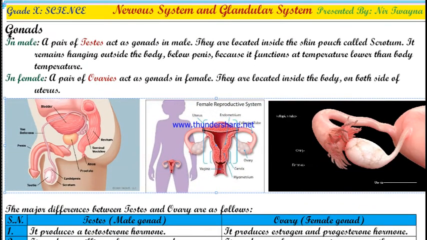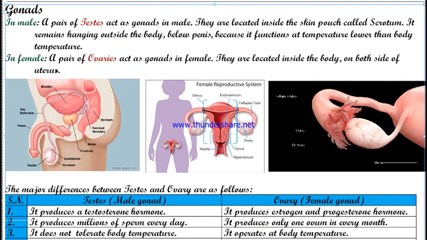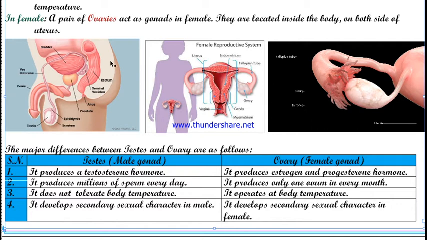Look, gonads. In male, a pair of testes act as gonads. They are located inside the skin pouch called scrotum. It remains hanging outside the body below the penis because it functions at a temperature lower than body temperature. And in female, a pair of ovaries act as gonads. In female, they are located inside the body on both sides of uterus. Any confusion up here?